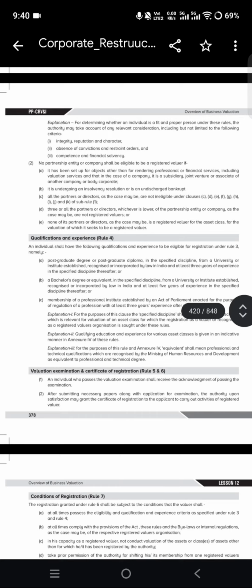None of the partners or directors is a registered valuer for the asset class for the valuation of which it seeks to be a registered valuer. Next, Rule 4, qualification and experience.